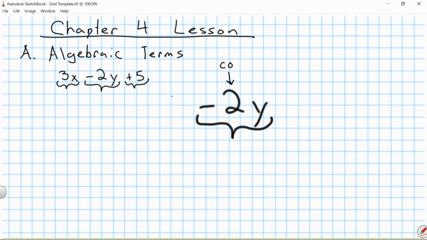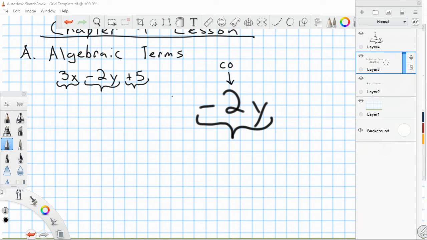So for people who are not here in person, what I'm going to be doing today is doing chapter 4 in one lesson where I break this down into four major concepts in chapter 4 that are important that you need to know. The first of which is algebraic terms. What is a term? A term is when you have an algebraic expression.